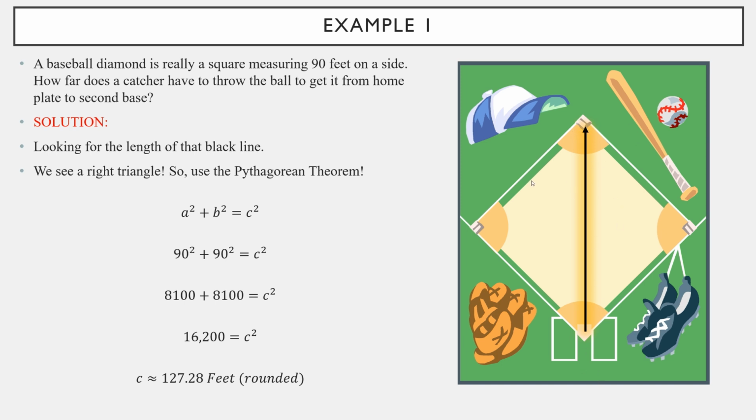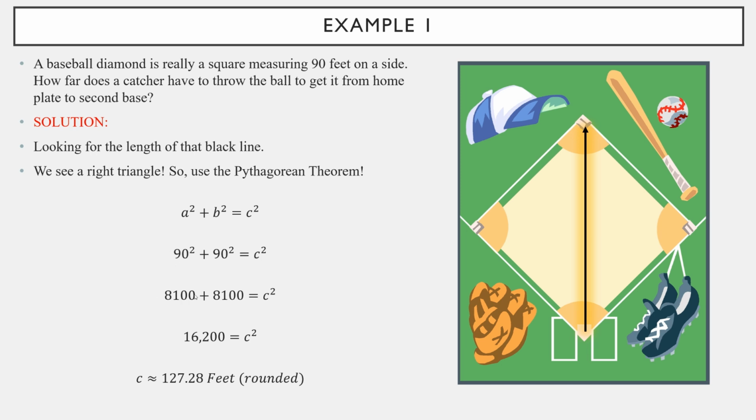If you ignore everything else and just look at this shape right here, you see a right triangle, which means that this length right here is the hypotenuse. So we just use the Pythagorean theorem: A squared plus B squared is equal to C squared. The two sides right here are both 90 feet. So 90 squared plus 90 squared has to equal C squared.